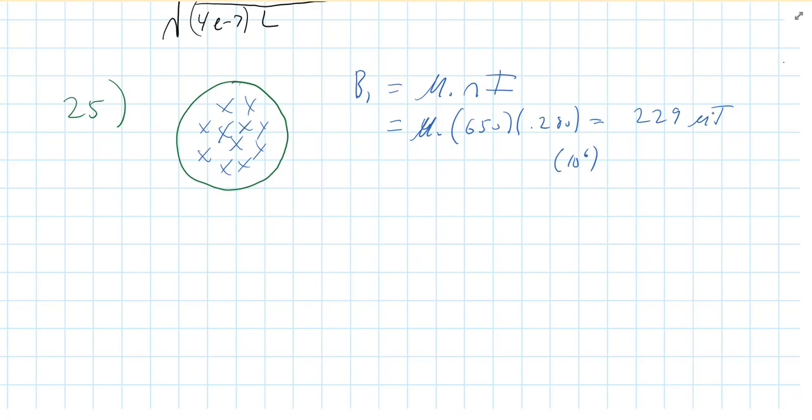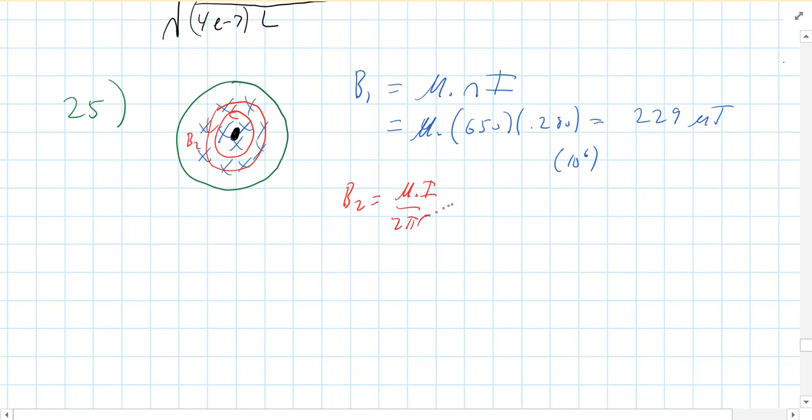Then they give us this wire. Okay, so there's a wire carrying a current. And that's going to make a magnetic field. Now, I'm assuming I draw the current coming out of the page toward us. That's going to make magnetic fields that circulate around that wire like so. I'm going to call that B2. So B2 is simply mu naught I over 2 pi R.